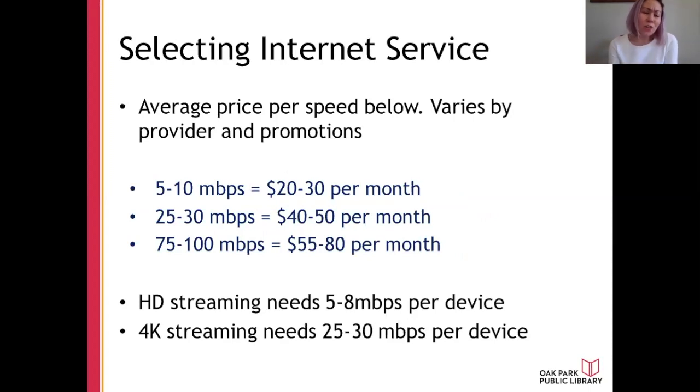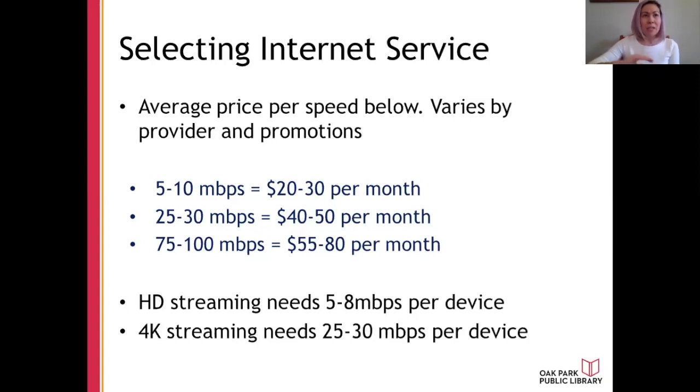So selecting internet service is tricky. Not tricky, but it's probably what people feel a little bit stressed about. In general, when you're streaming something, if you look to the bottom of this slide, if you're streaming something in HD, you need about 5 to 8 megabits per device. And if you're 4K streaming, you need about 25 to 30 megabits per device. So you can see in the middle of this slide that 5 to 10 megabits are about $20 to $30 a month, 25 to 30 megabits are about $40 to $50 a month, and so on.